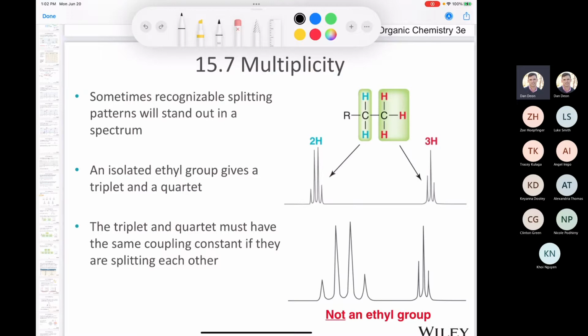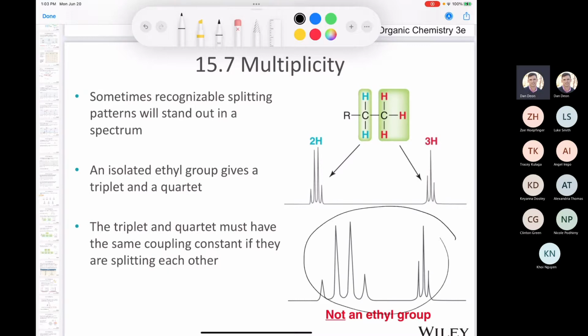Well, the way you recognize it is because you're going to get a triplet that integrates for 3 protons, and then a quartet that integrates for 2 protons, right? Because we have these 2 protons being split by these 3. 3 plus 1 gives you 4. And then we have these 3 protons being split by 2. 2 plus 1 gives you 3. And if the coupling constants are identical, then it's a dead giveaway that you probably have an ethyl group.